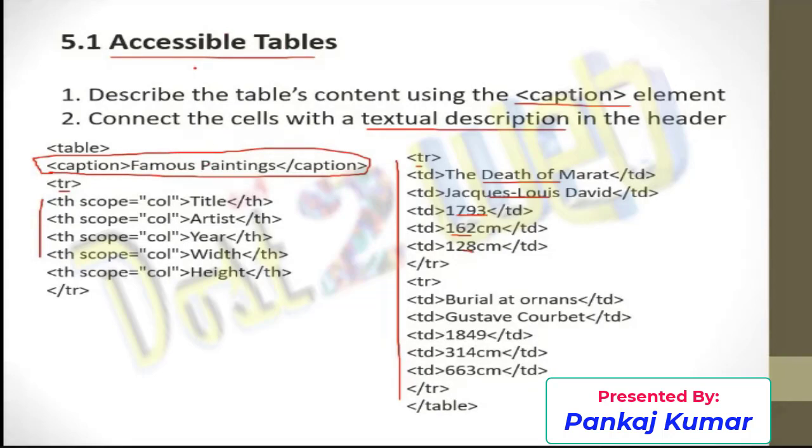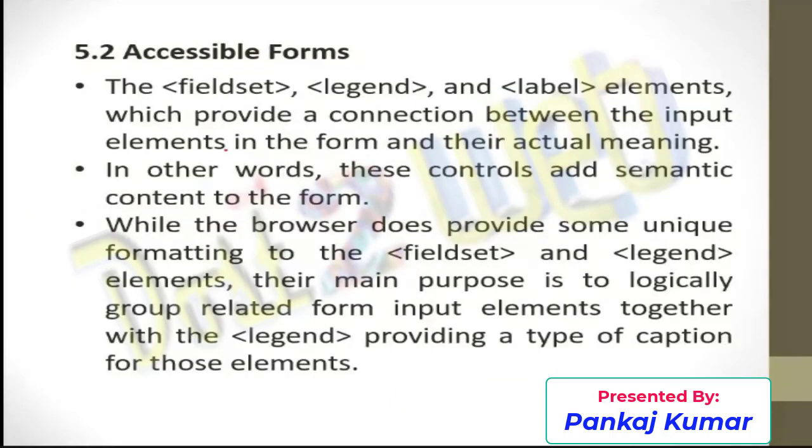You will be able to understand this. This table is for famous paintings. That is called accessible tables. Same way, like accessible forms. How can you do that? We have seen that using the fieldset, and using legend and label elements.